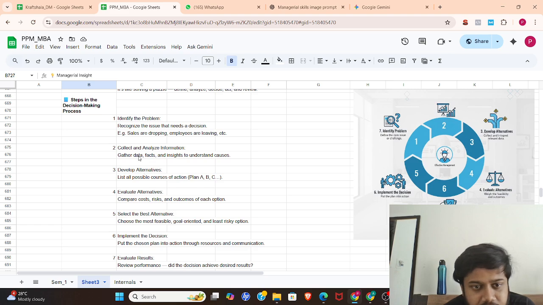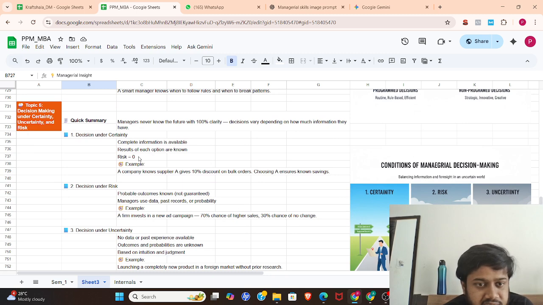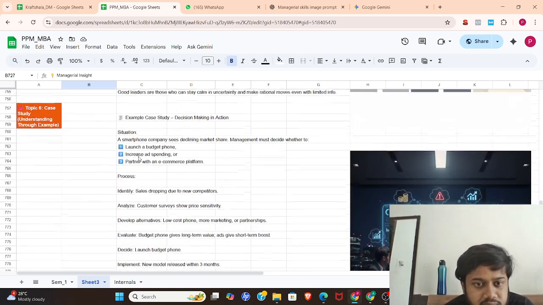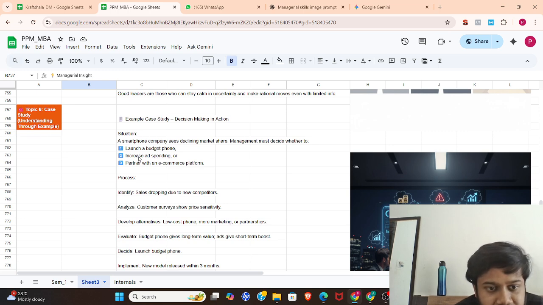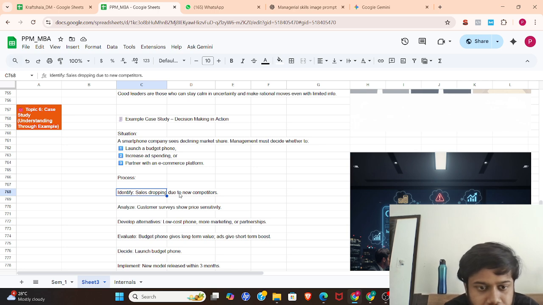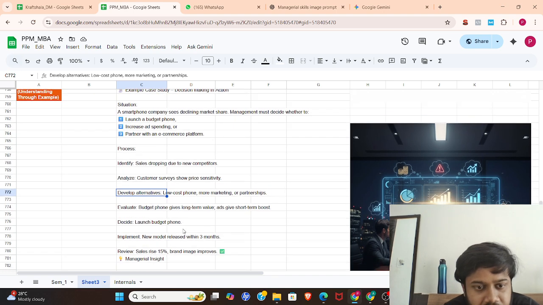Okay. Identify the problem, collect and analyze information. So here the second step is missing. We need to find why our sales are decreasing. Find out the information around it. Then these are the three best alternatives. And here is the process. Identify: sales dropping due to new competitors. Analyze: competitor survey shows price sensitivity. Develop alternatives: low cost phone, more marketing, or partnership.